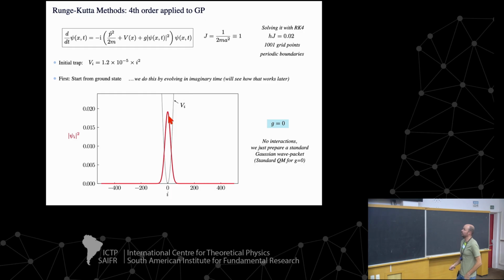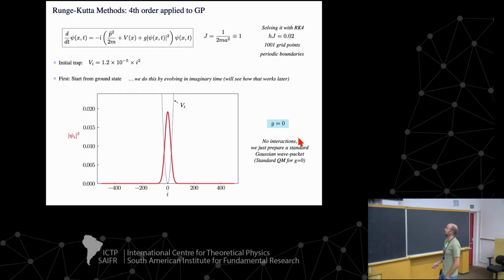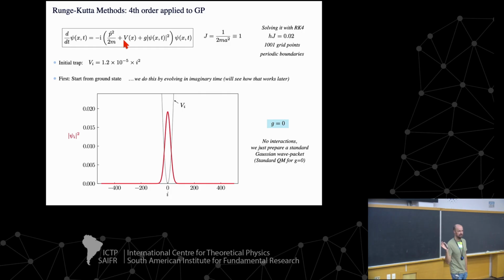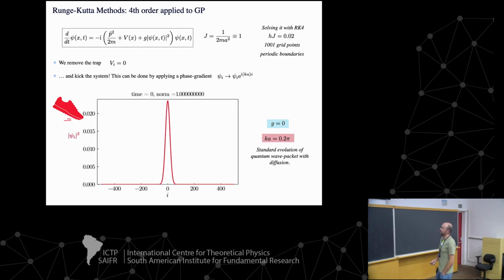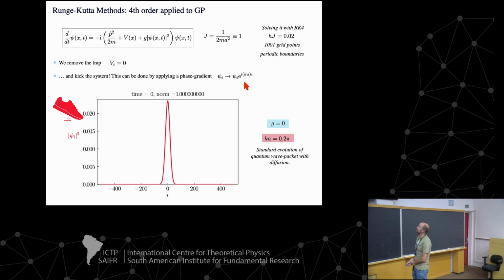So I start with the ground state of the system. And initially, I just set the nonlinearity to 0, which in that case, I just really get single free particle quantum mechanics as you learned it in your first quantum mechanics lecture. So here, the interaction doesn't play any role. Okay, and then I take this system, and I just want to kick this system a bit. And the way that I do this, I just apply a phase gradient to this wave function. Right? So this gives this whole system a kick in momentum space.